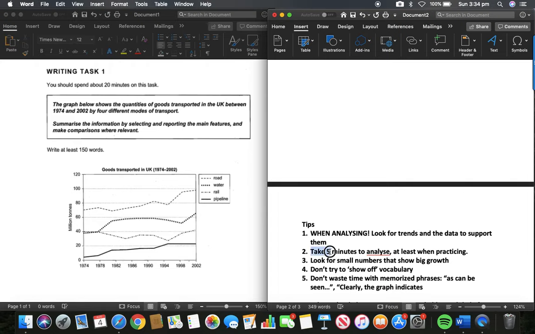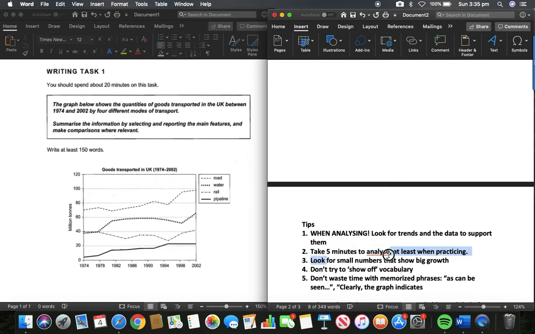My advice, take 5 minutes to do this, at least when you're practicing. If you take 5 minutes to analyze, you will find that 15 minutes to write Task 1 is a ton of time. You could probably finish writing it in less than 10 minutes if you know what's happening in the task. This is not easy. This is not an easy part of the test. It's a beautiful part of the test because if your written English isn't very accurate or complex, you can still do really well. So take that time to analyze, and more importantly, take time to get good at analyzing.